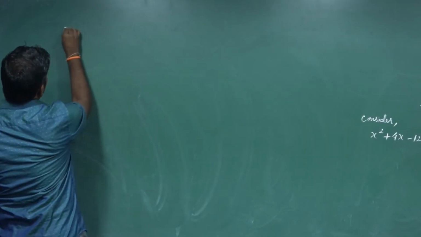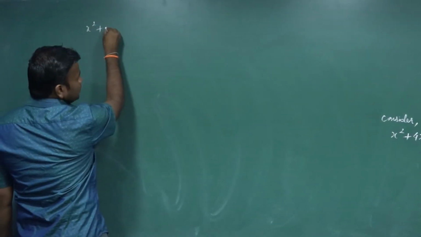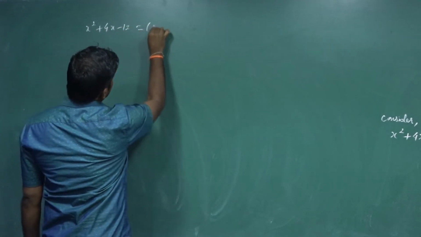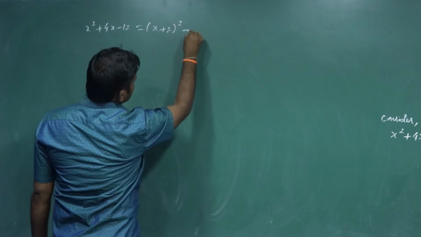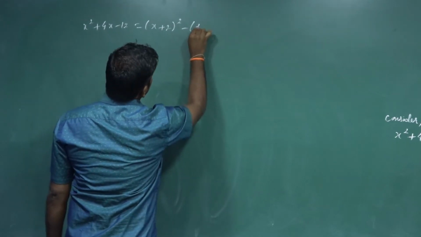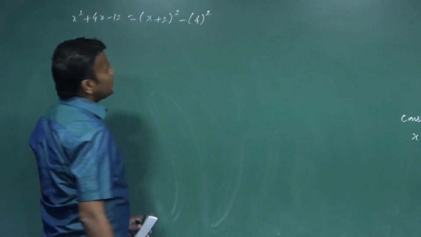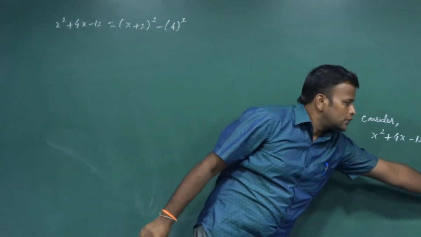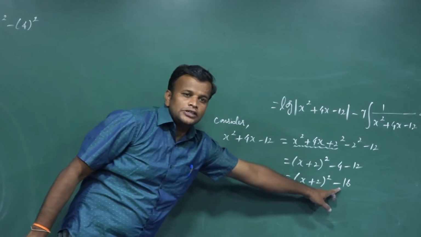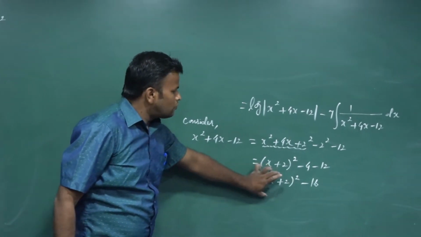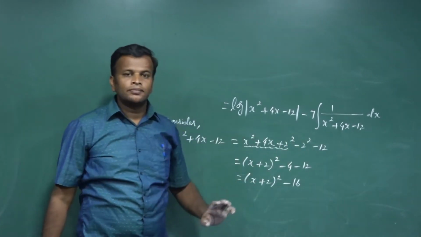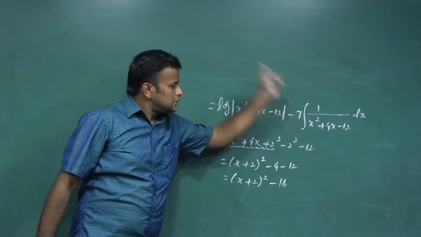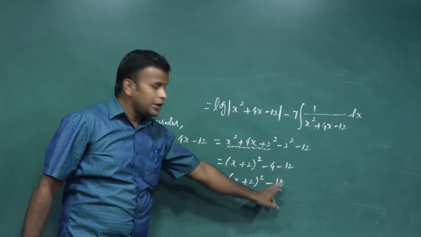Next step: the value of x square plus 4x minus 12 is equal to x plus 2 the whole square minus 16. We write 16 as 4 square. Now we substitute that value in this integration. The first step is no change, minus 7. The integration is of the form x plus 2 the whole square minus 4 square.